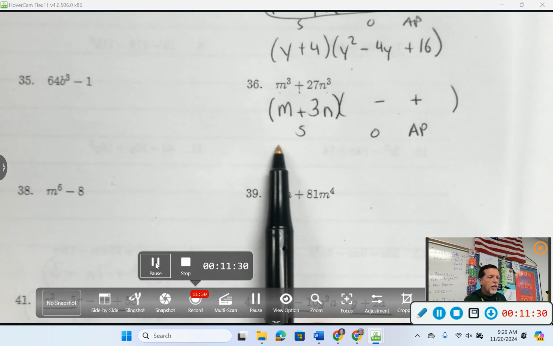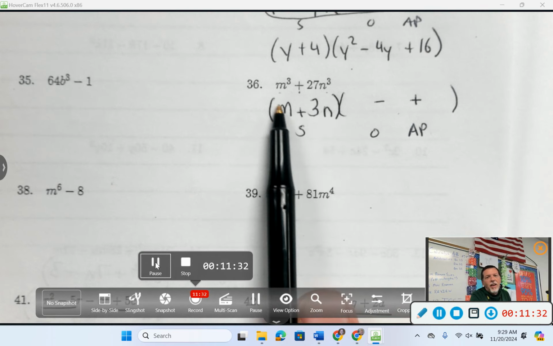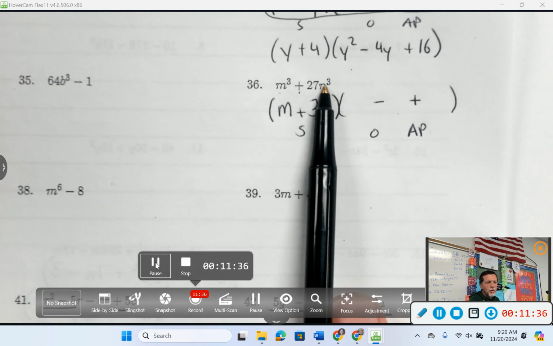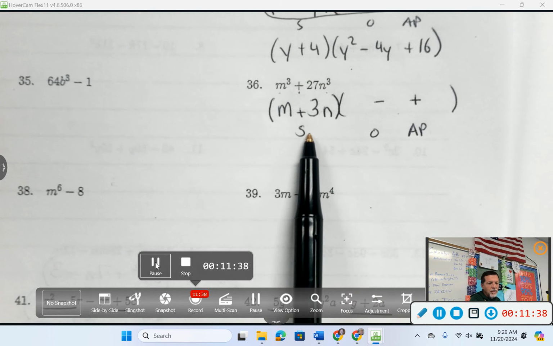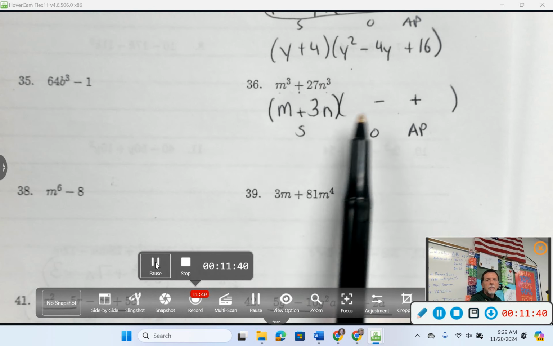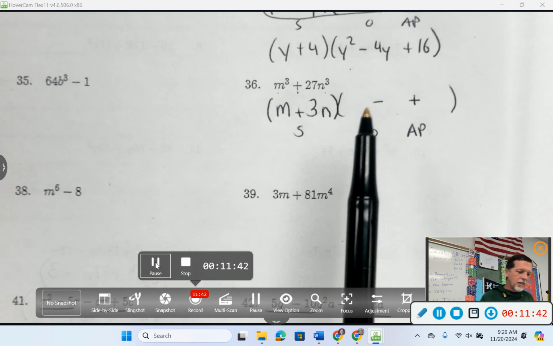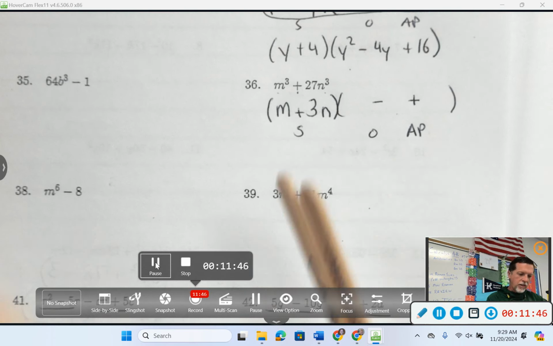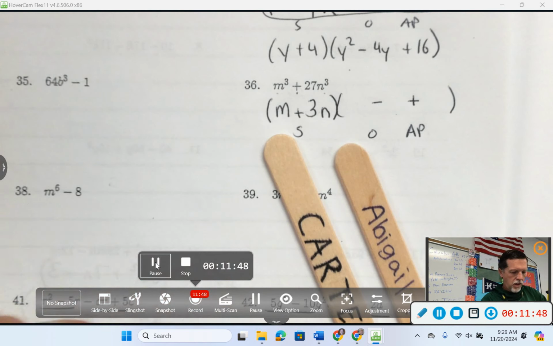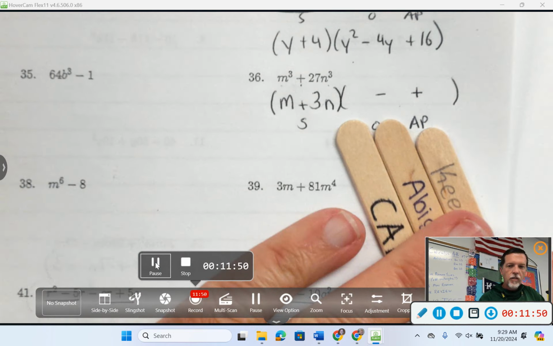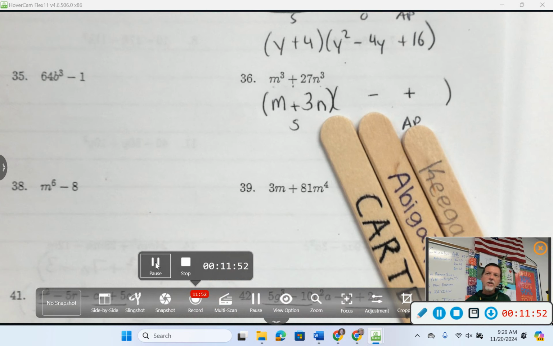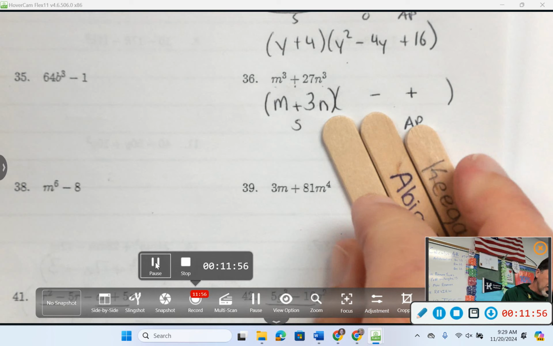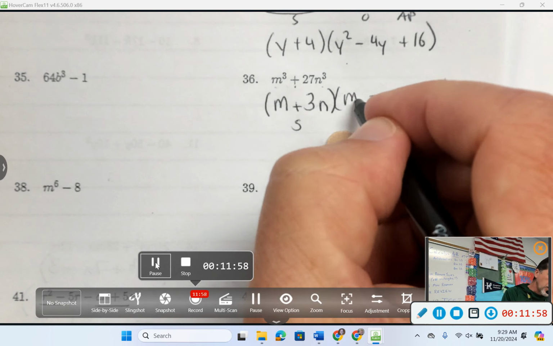So you get the first parentheses as soon as you recognize that both of these are cubes. When you recognize both of them are cubes, you can probably get the cube root of each of them. All right, the second one is square the first, multiply the two together, square the second. So, in that order, Carter, what's going to go in the first spot here? M squared. Square the first one.